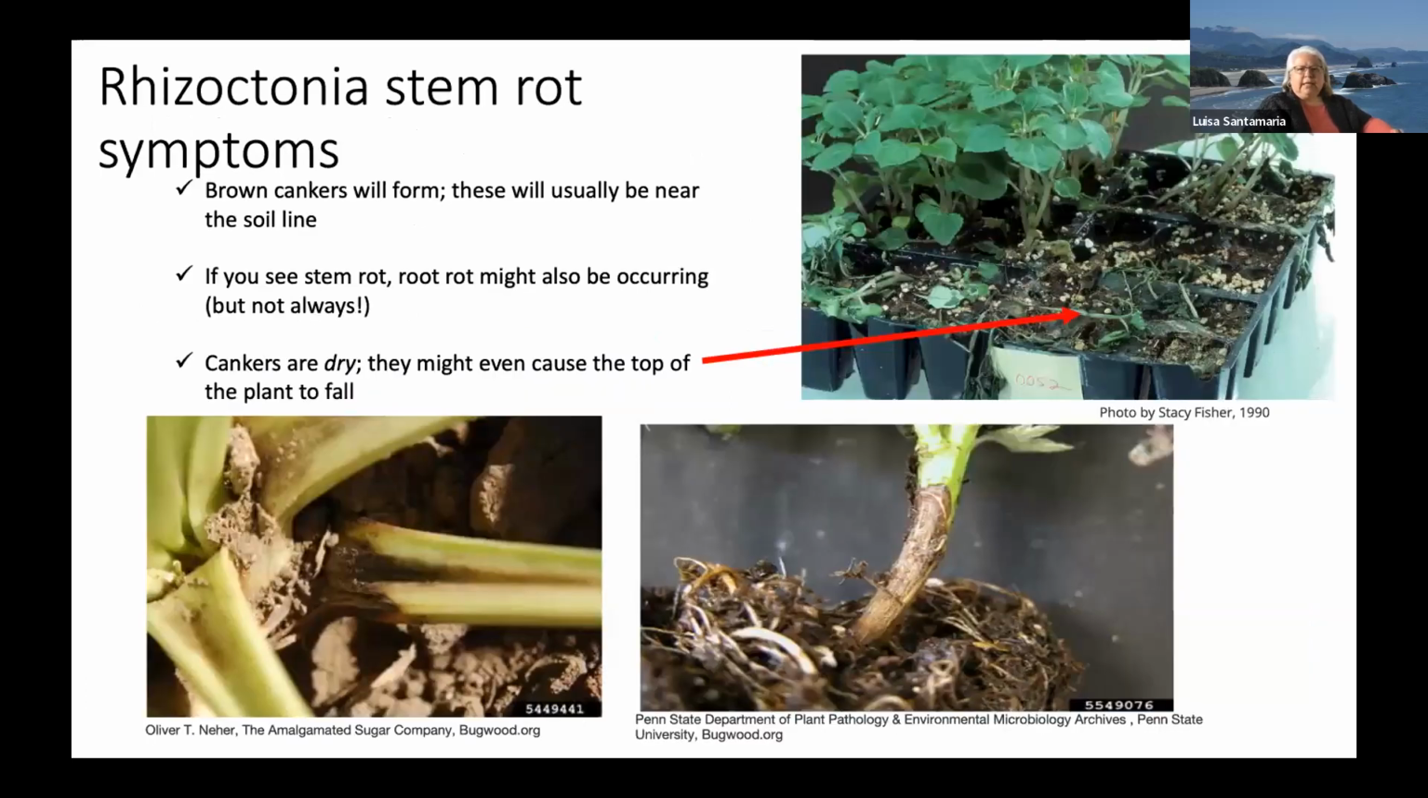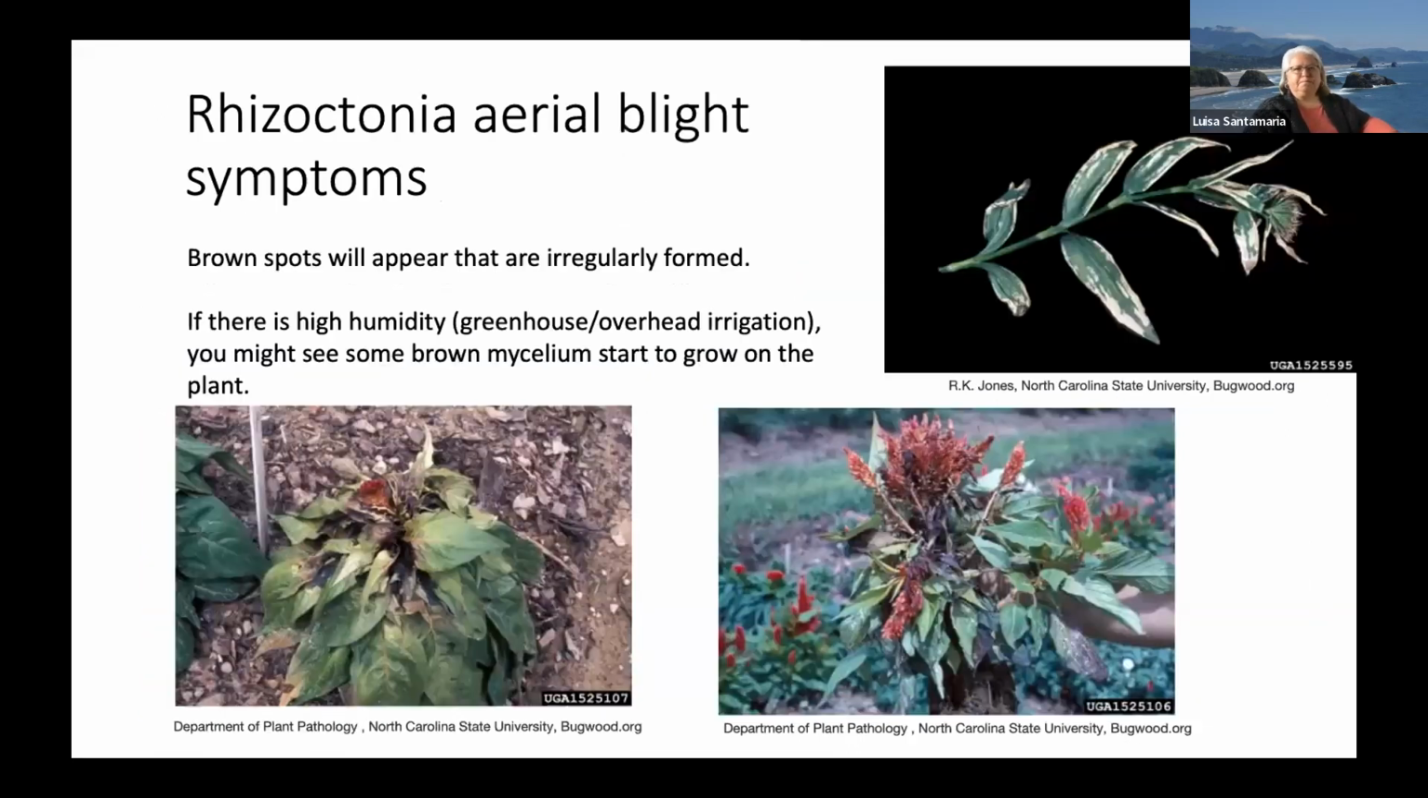And here the cankers, like you see here, is a dry canker, right? And sometimes these break easily, they crack, so the stem will fall. And that will be something to see. It's not mushy, it's not, you know, watery. So I think there is definitely a good chance it is Rhizoctonia there.